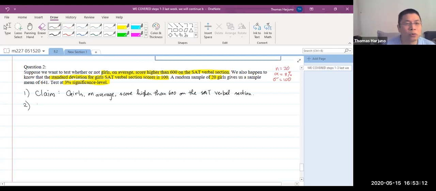Okay, so hypothesis. Null hypothesis: mu is less than or equal to 600. Alternate hypothesis: mu is greater than 600. Okay, and the alternate hypothesis is the claim, and because it's greater than a constant, that will be a right tail, just like before.